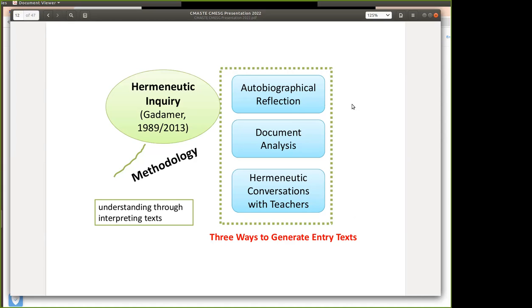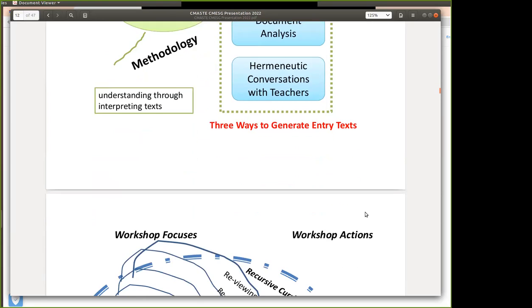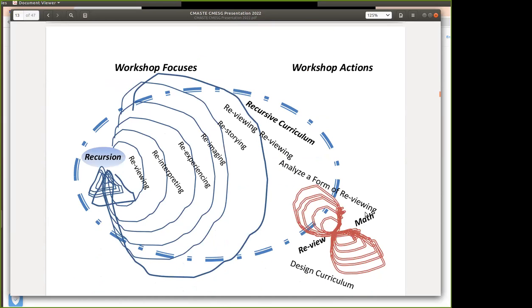The document analysis is where I analyze and read teaching documents such as textbooks and program of studies and try to see how they promote the reviewing process. And hermeneutic conversation with teachers is where I have weekend workshops, held monthly for 6 months with experienced teachers. In those workshops, and this is the image of my workshops, the workshop focuses on a particular form of recursion.